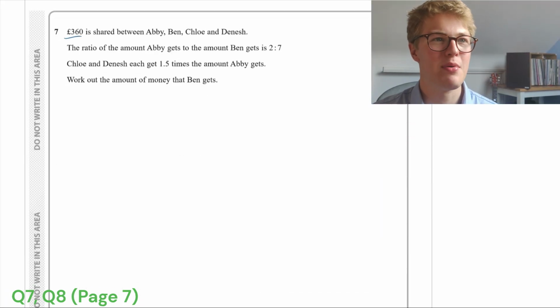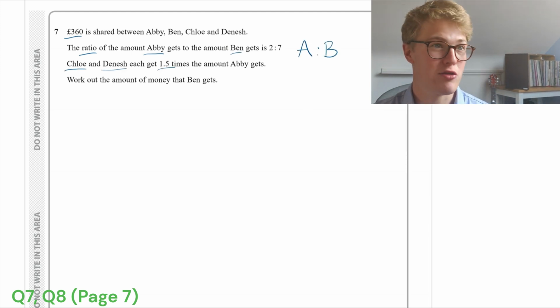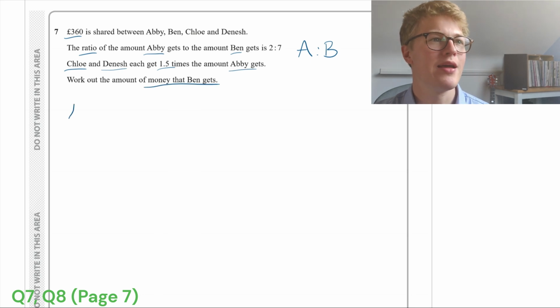£360 is shared between Abby, Ben, Chloe and Dinesh. The ratio of the amount Abby gets to the amount Ben gets is 2 to 7, or A to B, as you could think of it as Abby to Ben. Chloe and Dinesh each get 1.5 times the amount Abby gets. Work out the amount of money that Ben gets.